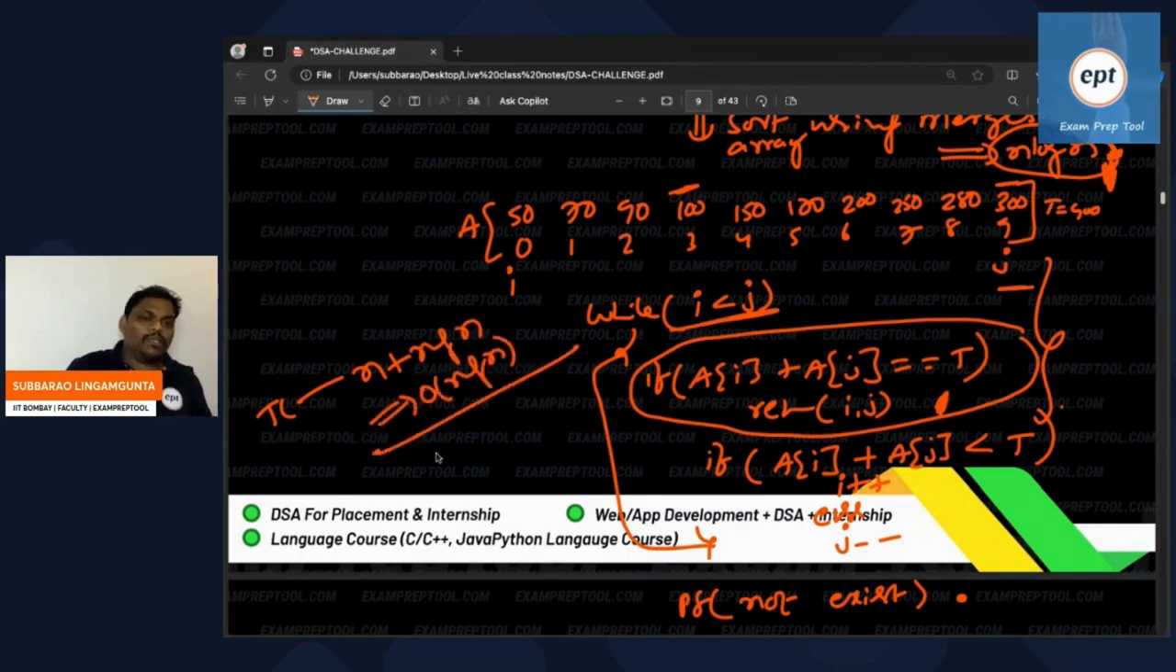But what about space complexity? Extra space is space complexity. I am not taking anything extra except the given array and small variables, so it is order of one. Space complexity means extra space, order of one. Time complexity is order of n log n.